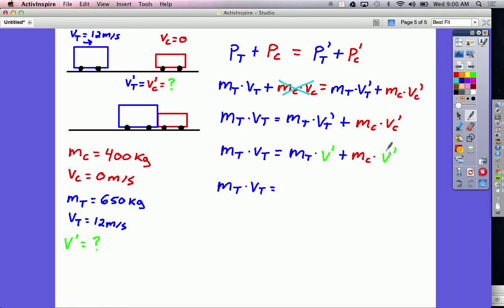On this right side, I have two terms. They both have velocity in them, so I'm going to take velocity prime out. I factored it out, and that leaves me with mass of truck plus mass of car. One more step, I just have to divide the two masses to the other side, and my algebra is finished. So I have mass of truck times velocity of truck divided by mass of truck plus mass of car.